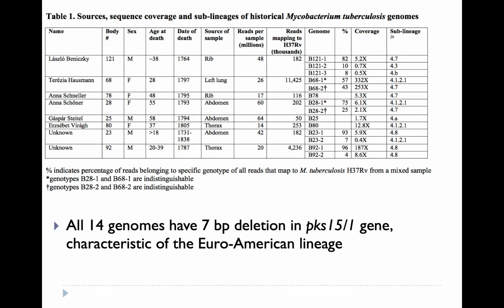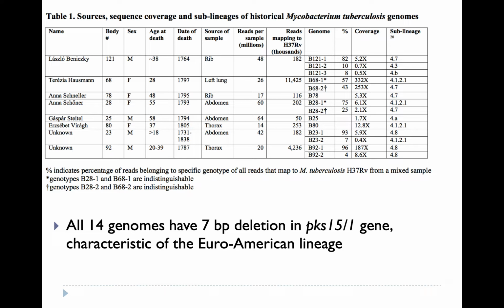So we had the Terézia Hausmann genomes, but we also got it from these other individuals, 7 other individuals, 2 of them not named, but the others named. And we found that all of these genomes belong to this particular lineage 4, or Euro-American lineage.